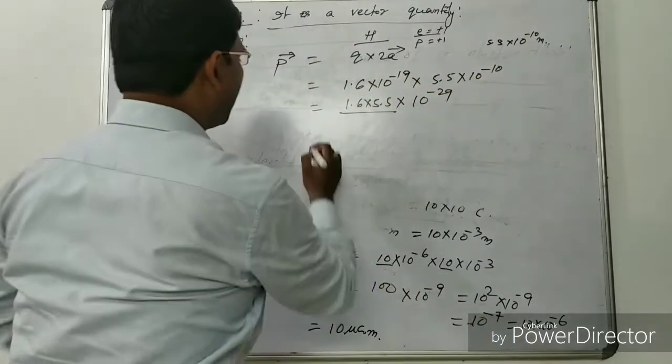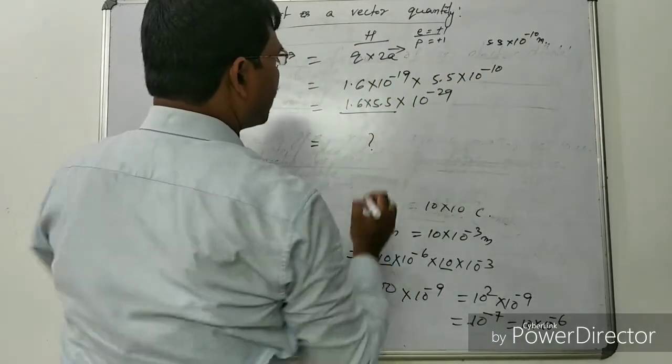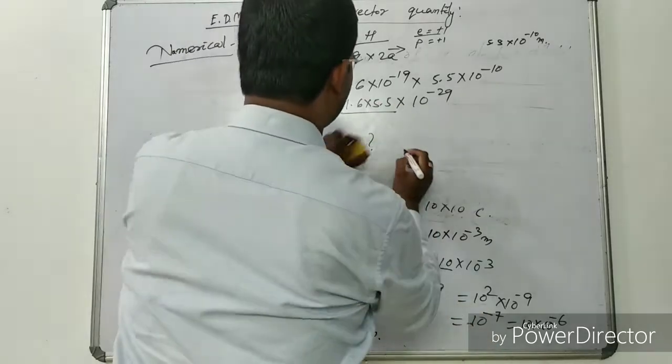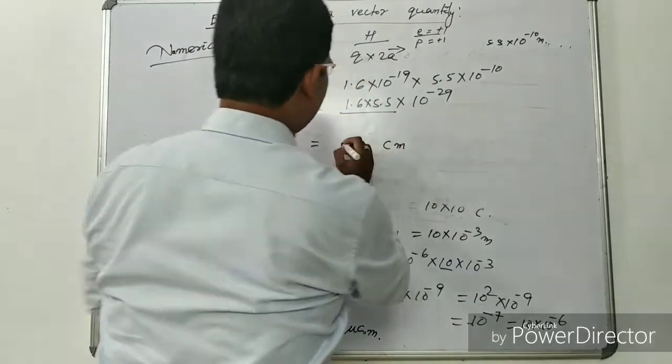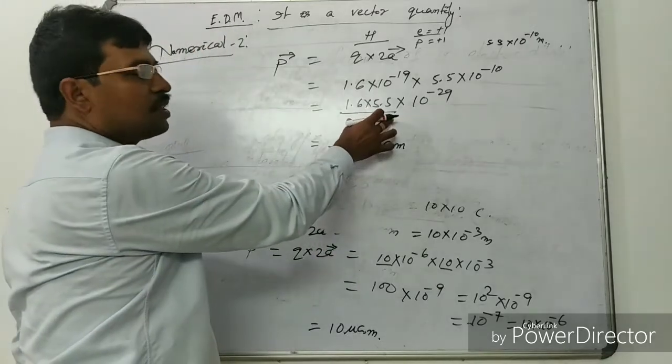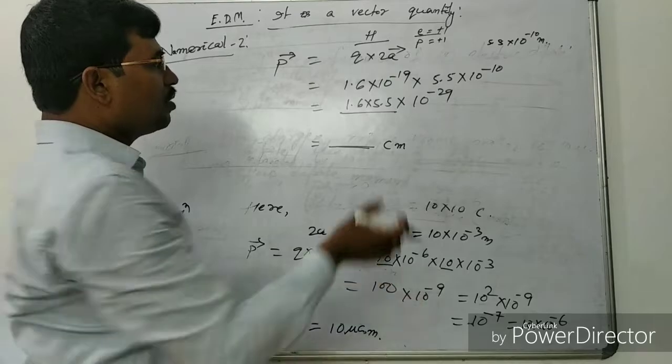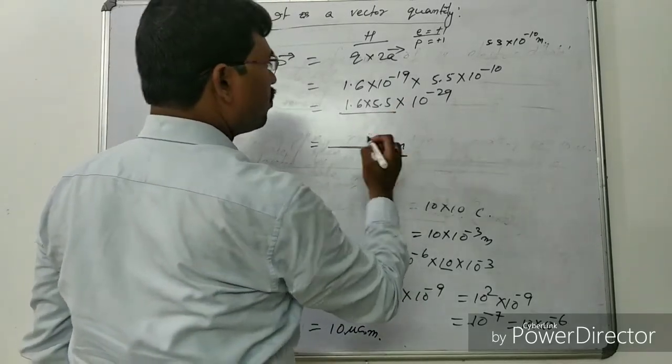It is for you. You just try to solve this one. You multiply, then how much you will get? That is in coulomb meter. I am leaving it for you. If you multiply this one, as you are plus 2 students, you are reading in class 12, you will multiply and you will get the value.